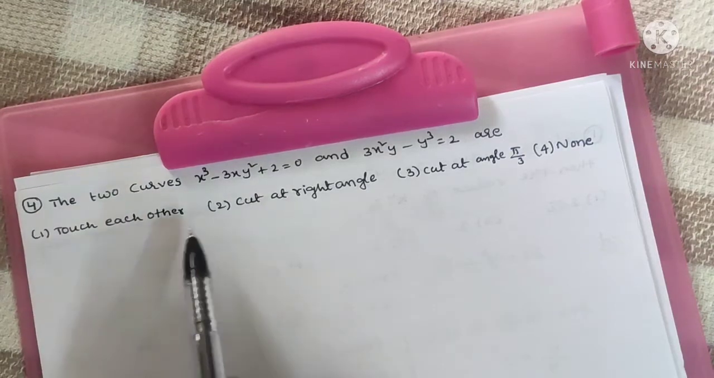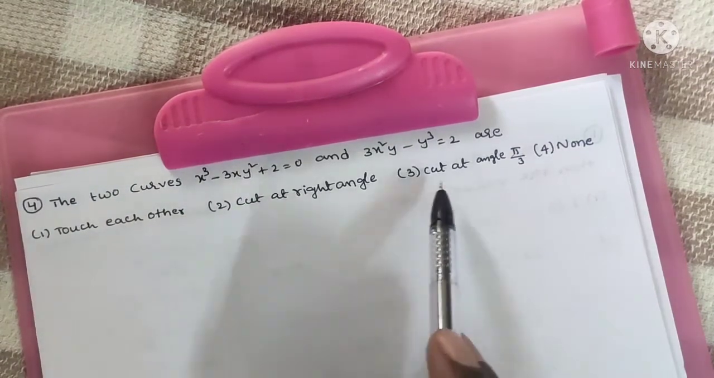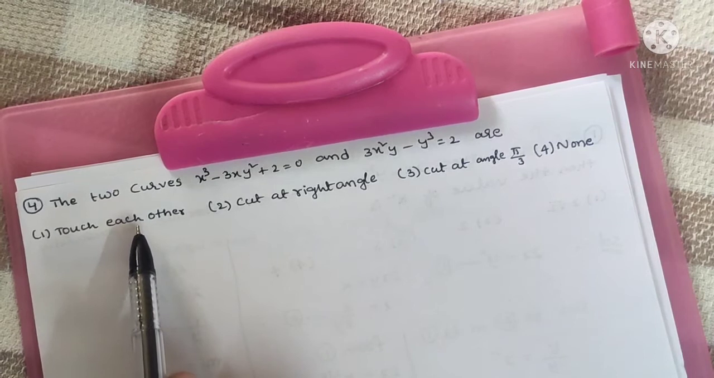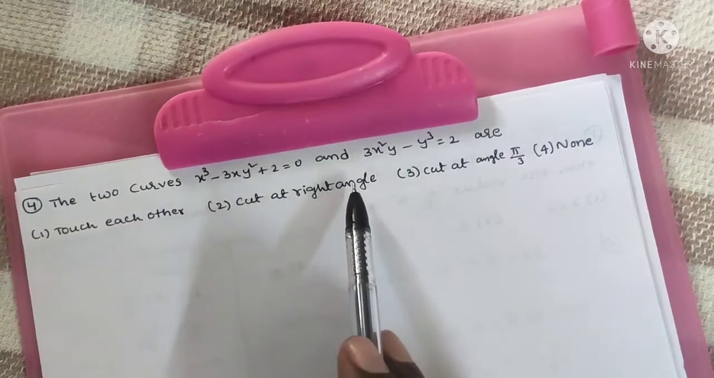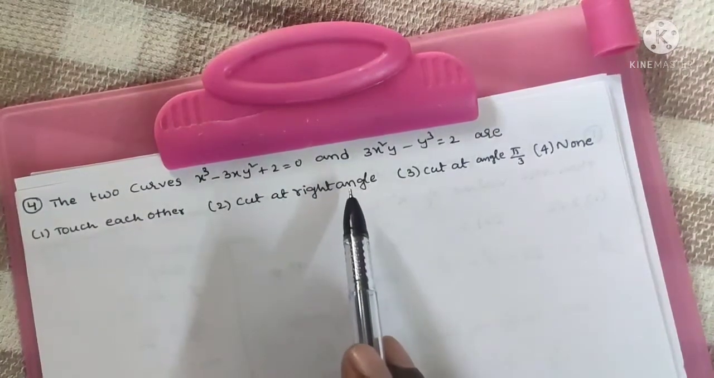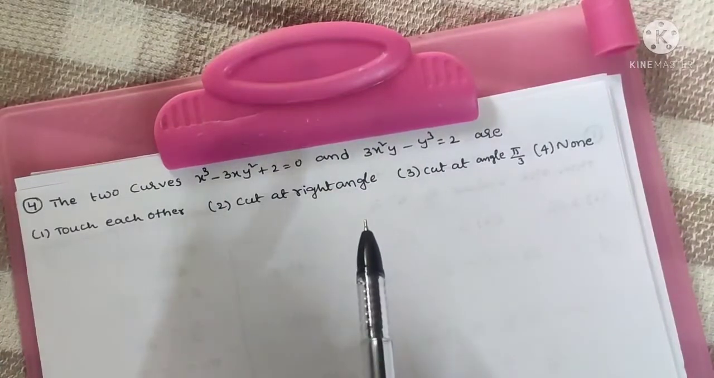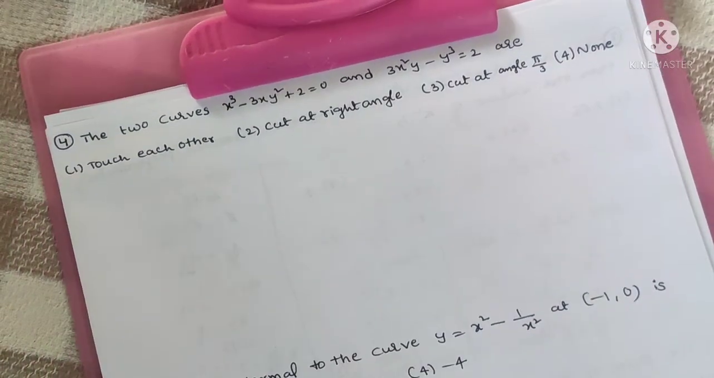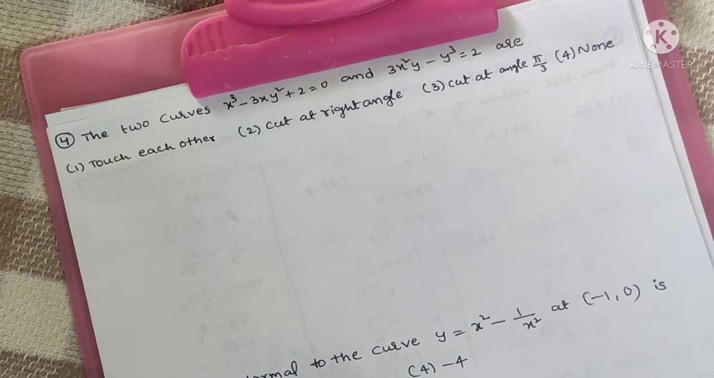Do they touch each other or cut at right angle? How to find touch each other? M1 is equal to M2. Right angle means perpendicular, M1 into M2 is equal to minus 1. How to find? Simple. First we can find the slope of the first curve. Next we will find the slope of the second curve. From these two we can decide the nature of the curves. So what is the first curve?